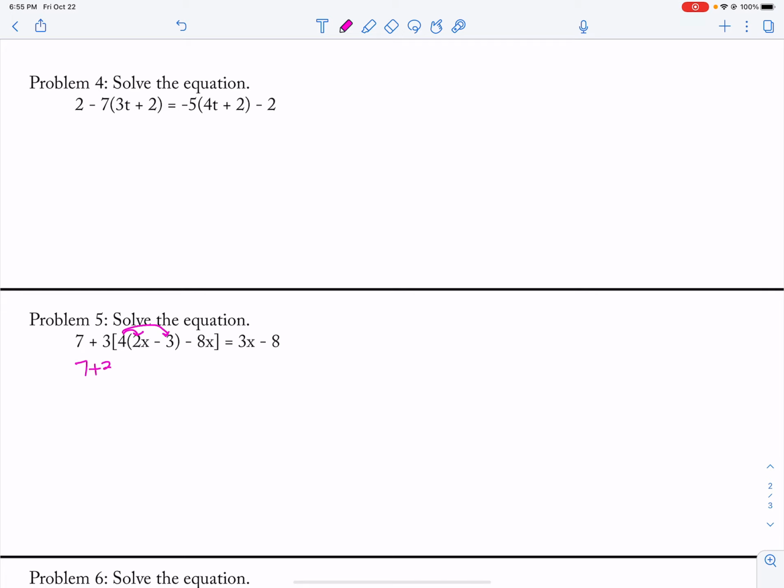So I have 7 plus 3 square bracket, 8x minus 12 minus 8x, close the square bracket, is equal to 3x minus 8. Now, inside my square bracket here, I have an 8x minus an 8x, which gives me no x's inside. So this is 7 plus 3 times negative 12 is equal to 3x minus 8. So then I get 7 minus 36 is equal to 3x minus 8.